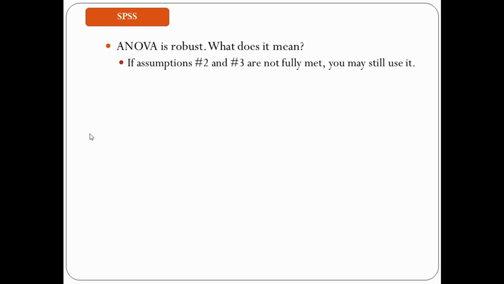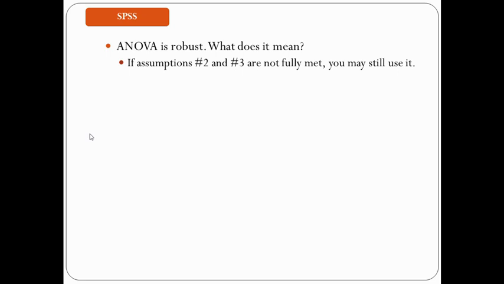In retrospect, assumption number 2 says variances of the 3 groups have to be equal. That's assumption number 2. Assumption number 3 says the dependent variable of the 3 groups has to be normal. So we need to check assumption 1, assumption 2, and assumption 3 before we can go ahead with using ANOVA.